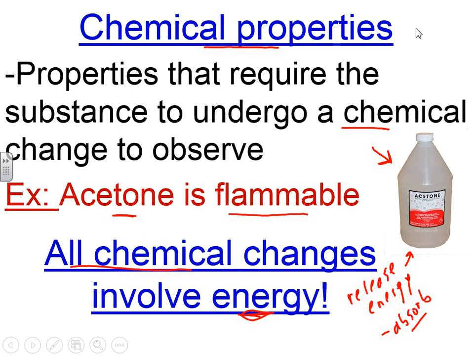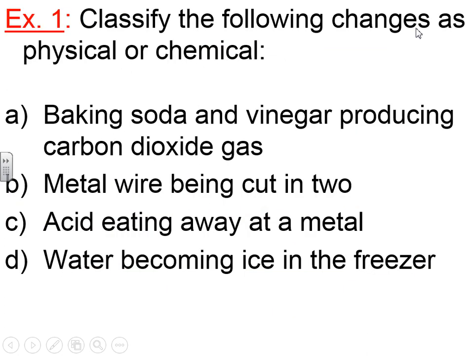So here is an example for us to go through real quick, and then you'll have one to try on your own. It says classify the following changes as physical or chemical. The first change is baking soda and vinegar reacting and producing carbon dioxide gas.